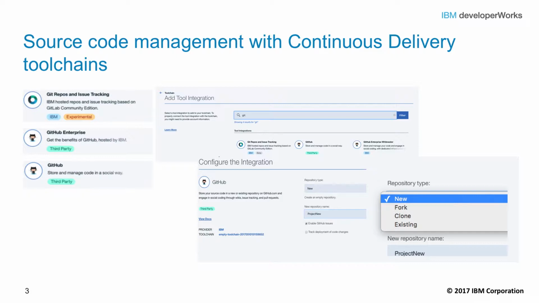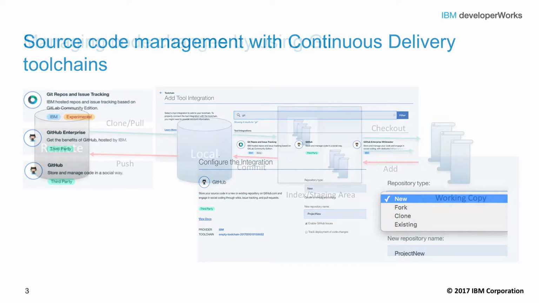IBM-hosted Git repos support both public and private, that is, team access only, repositories. Or you can access dedicated GitHub Enterprise repositories when working in the IBM Bluemix dedicated platform. When configuring the Git repository tool integration, users can choose to create a new repo, fork or clone a source repository, or simply point to an existing repository.